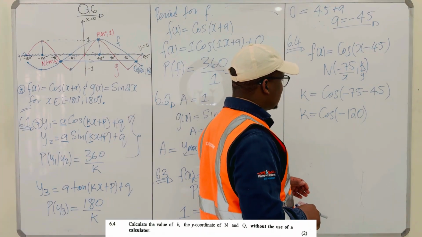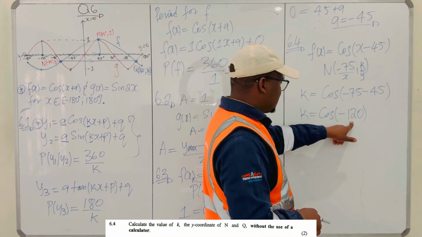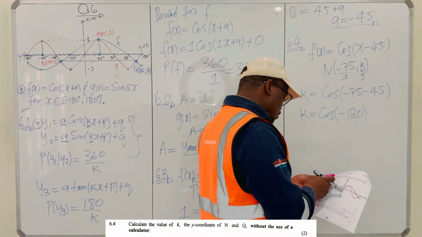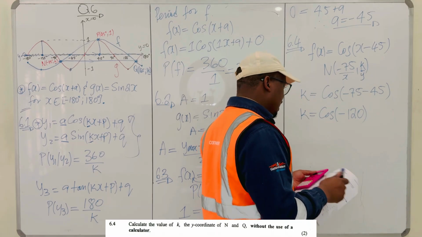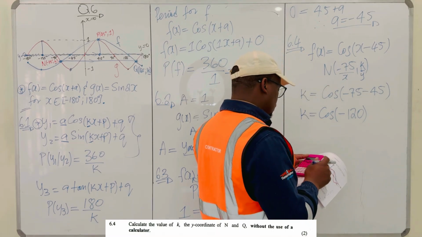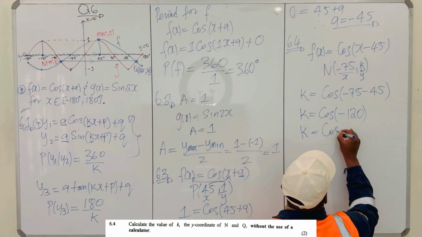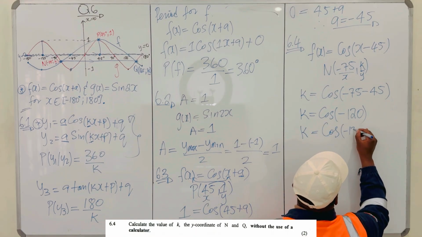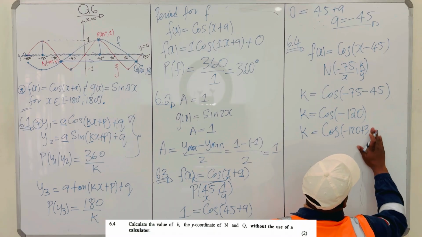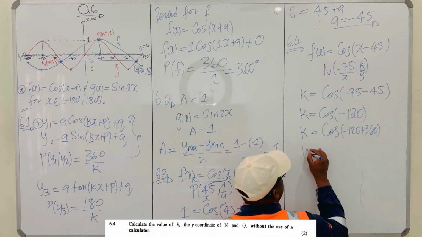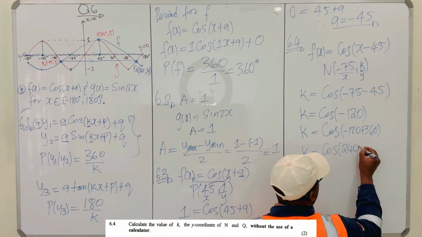Because it's negative, right? Add 360 to it. So, we're going to add 360 to this. You say, oh, minus 120 plus 360. What do you get? You get 240. So, k is equal to cos of minus 120 plus 360, right? So, k is equal to cos 240.